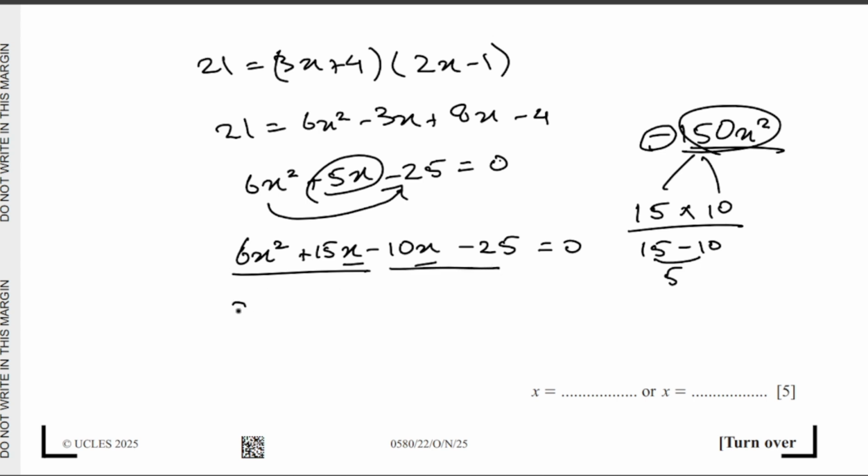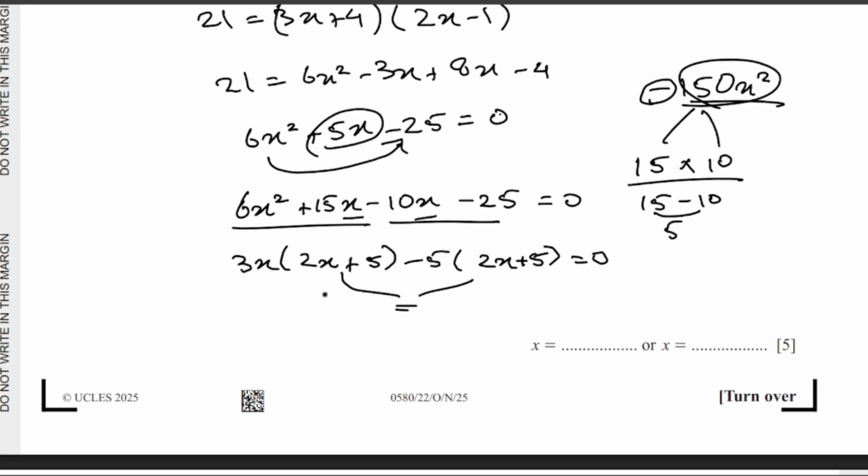From this side, you can factor out 3x and you would be left with 2x plus 5. And from this side, you could factor out negative 5 and you will be left with 2x plus 5 also, right? Now, a good way to know that you're doing this correctly is that this and this would be the same, right? Now, just factorize 2x plus 5. Take this, write that there, right? And then just combine this term and this term. 3x minus 5 would equal to 0, right?